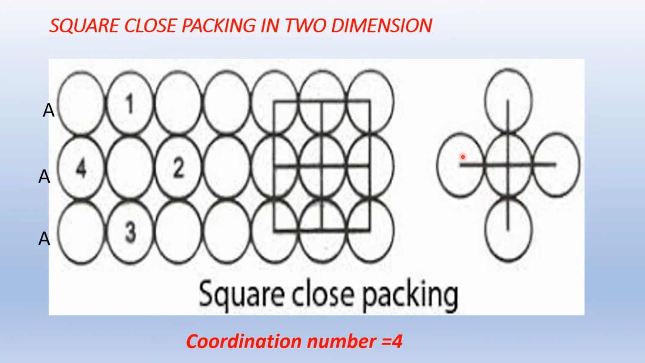These are explained with the diagram. The simple diagram shows how to understand these A type layers. All A type layers are attached over each other, and every point is attached to four different points, that is four coordination numbers.